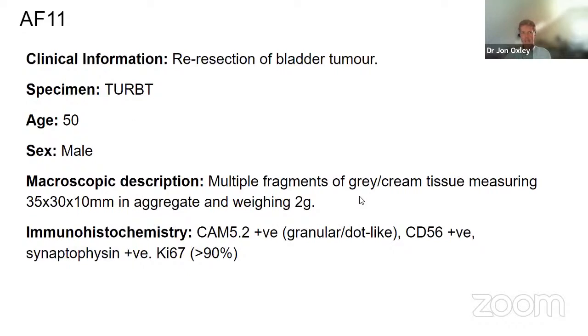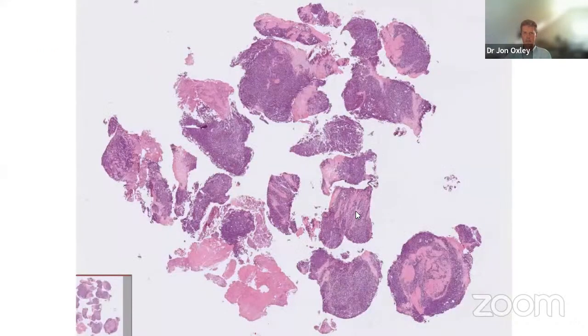So moving on to AF11, this is a re-resection of a bladder tumor, and it's a relatively straightforward case. We're told that the CAM 5.2 is positive with a granular dot-like pattern. CD56 was positive, so synaptophysin positive, and the Ki-67 was greater than 90%. And really with that, you didn't really need to look at the slides.